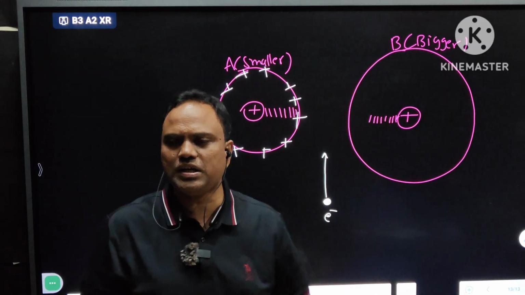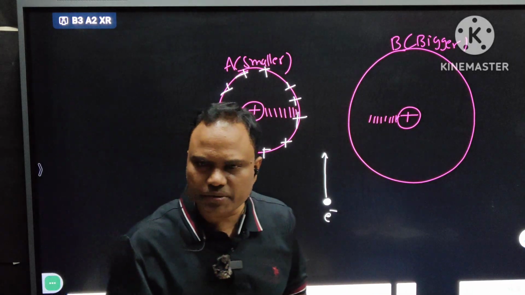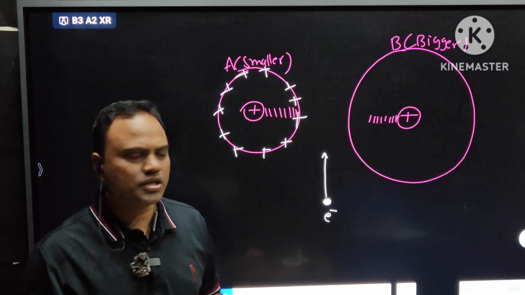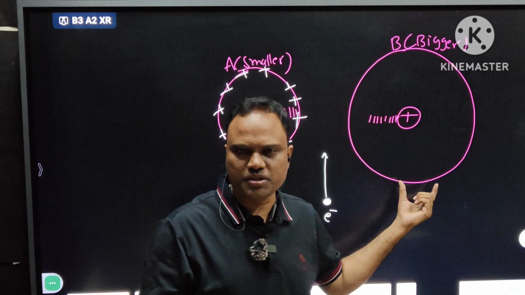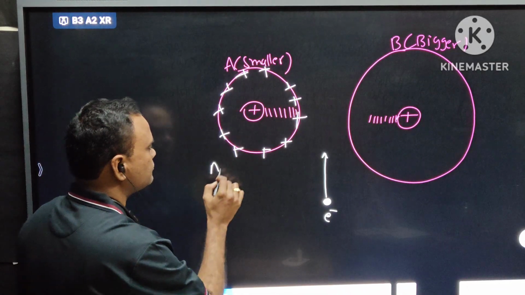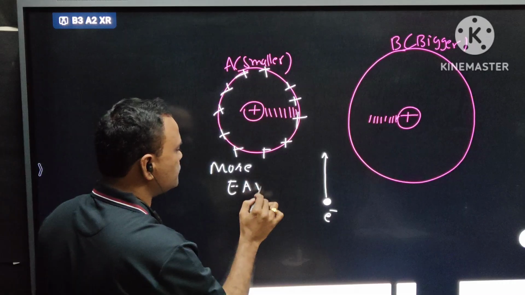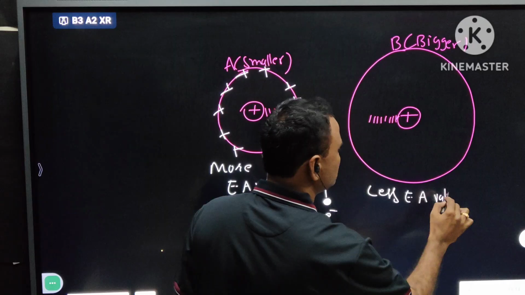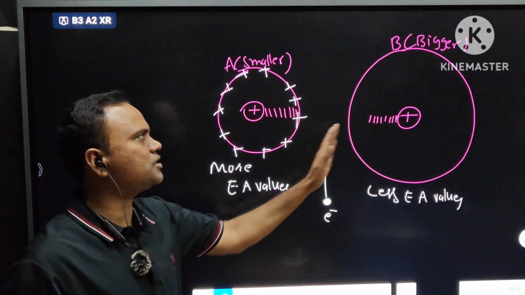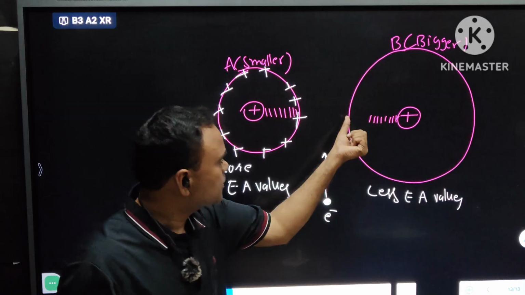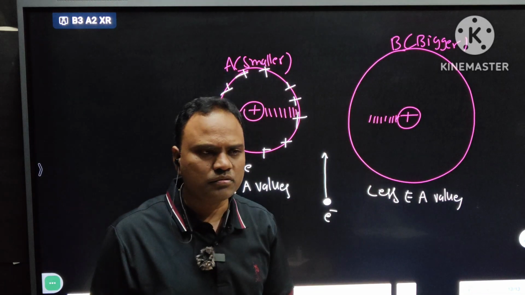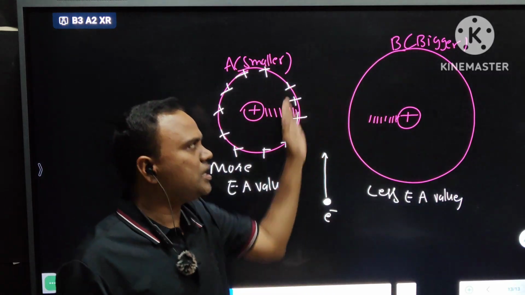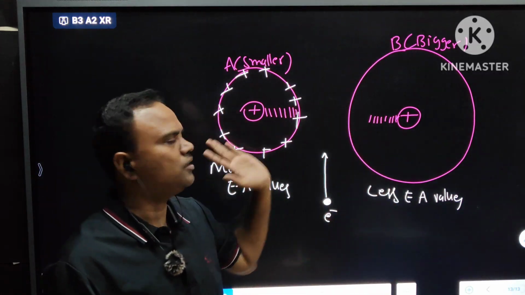If more is the negative, more will be the electron affinity. Smaller atoms' electron affinity value will be more. Larger atoms' electron affinity will be lesser, because you cannot add an electron easily to a bigger atom. Why? Is there any positive charge on the outermost orbit? How can you add? If positive and negative are present, then you can add easily. In the larger atoms, positive charge is not present on the outermost orbit.